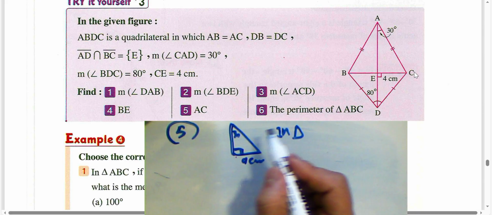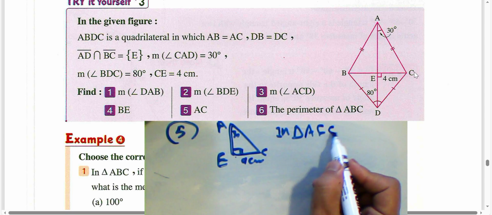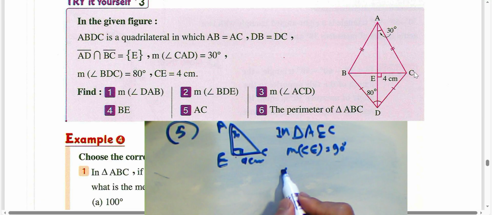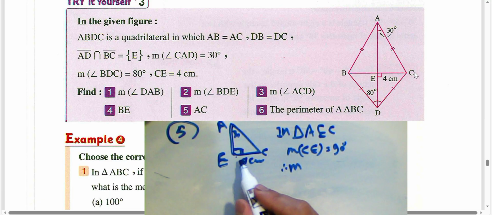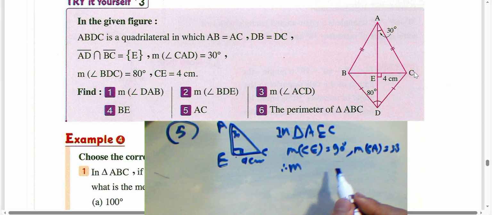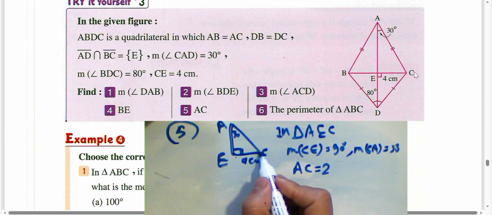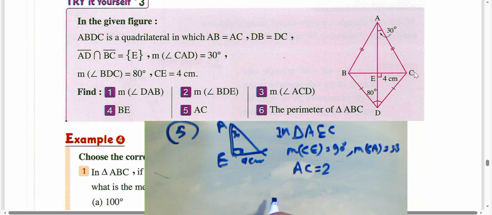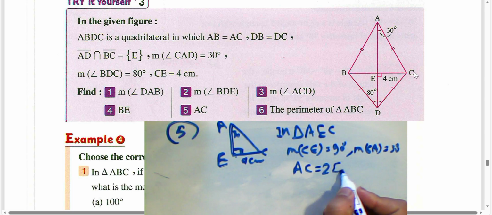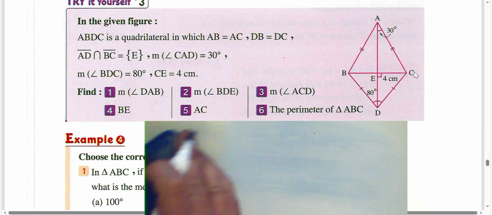In triangle AEC, okay, measure of angle E equal 90 degrees. Then and also measure of angle A 30 degrees. Then the line segment EC is half the hypotenuse, the side opposite 30 degrees is half the hypotenuse. Okay, then EC half of AC, AC twice of EC. Then AC equal 2 times 4 equal 8 centimeters.